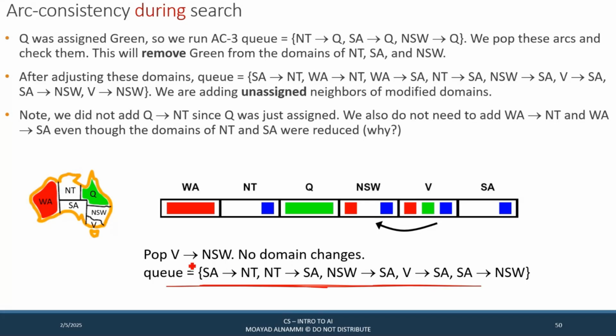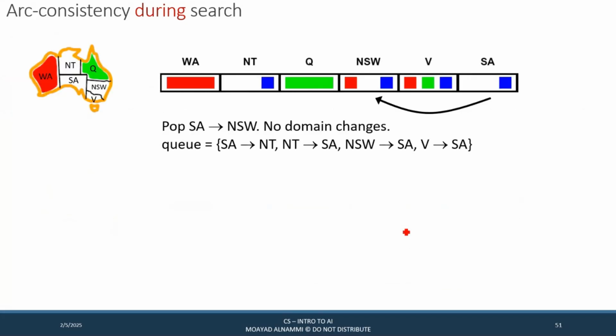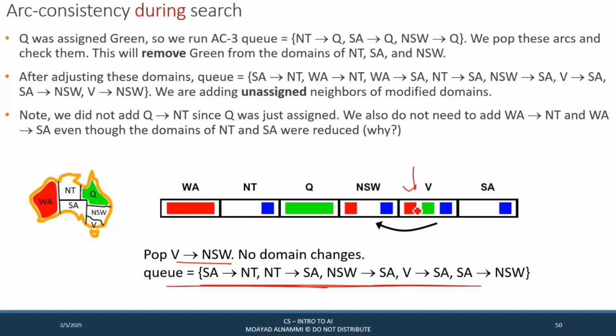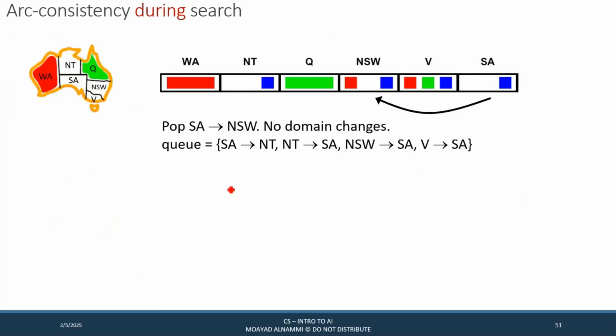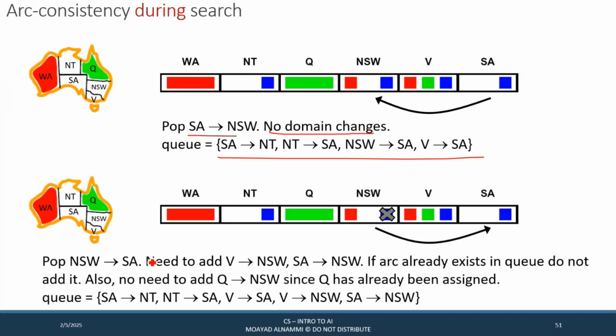Let's say we popped V goes to NSW. We check this. There are no issues. If you assign red, you can assign this blue. If you assign green, you can assign this blue. If you assign blue, you can assign this red. So there are no issues with this arc. This is my current queue. Let's say we pop SA goes to NSW. Again, no domain changes happen here. This is my current queue. Let's say we pop NSW goes to SA. If we check NSW goes to SA, we need to remove blue from the domain of NSW, and then we need to re-add unassigned neighbor arcs.